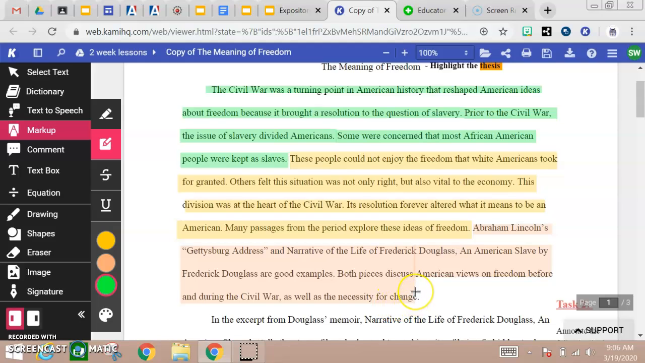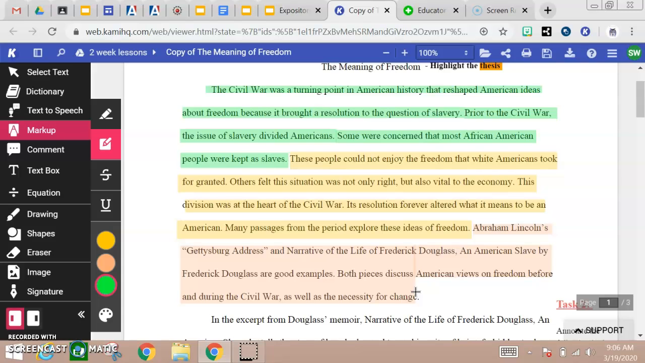So to me, the reader, I'm like, okay, they're going to look at these two pieces of writing, and they're going to look at before and during the war, and why there was a need for change. So that really encompasses what's going to be said in the rest of the paper. I hope that helps.